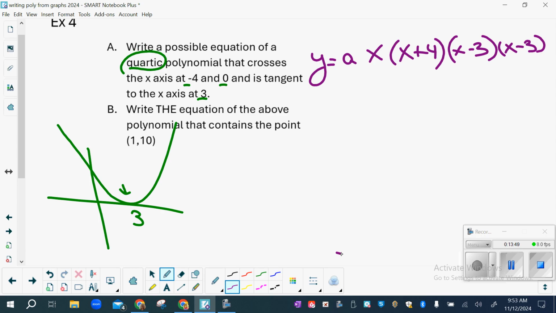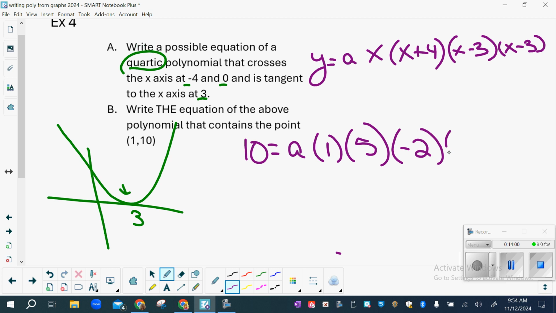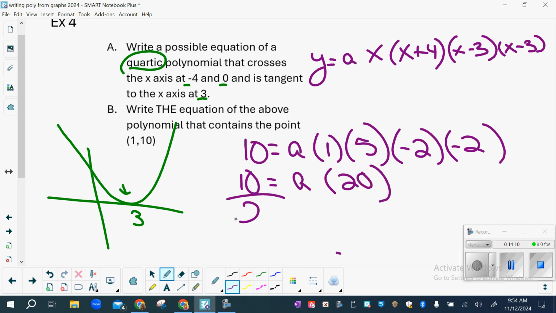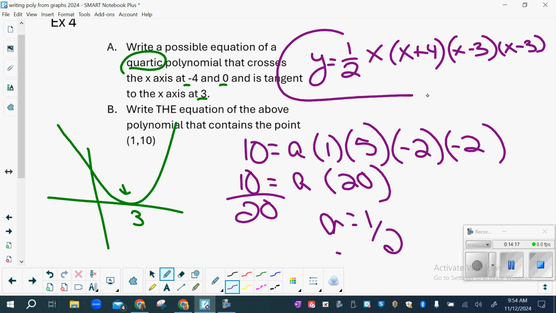So now I'm going to plug in 1 and 10. Could not be easier. 10 equals A times 1 times 5 times negative 2 times negative 2. 10 equals A times 20. Divided, A equals 1/2. I go up here. 1/2. That is my final answer. Yeah? That's it.